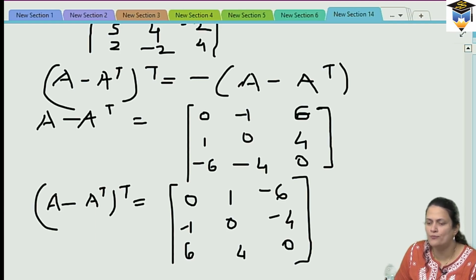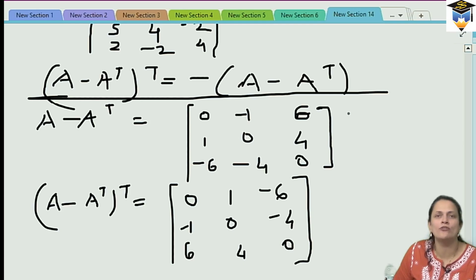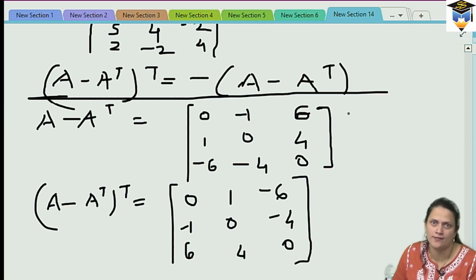So if you observe A minus A transpose, you see that each and every sign is opposite. Here it was minus 1, here it is plus 1. Here it was plus 6, here it is minus 6. So is this particular condition proved? Yes, it is proved, and so we say it's a skew symmetric matrix. Understood? Shall we move on to the next part, Nidhi? Let me know in the chat box.